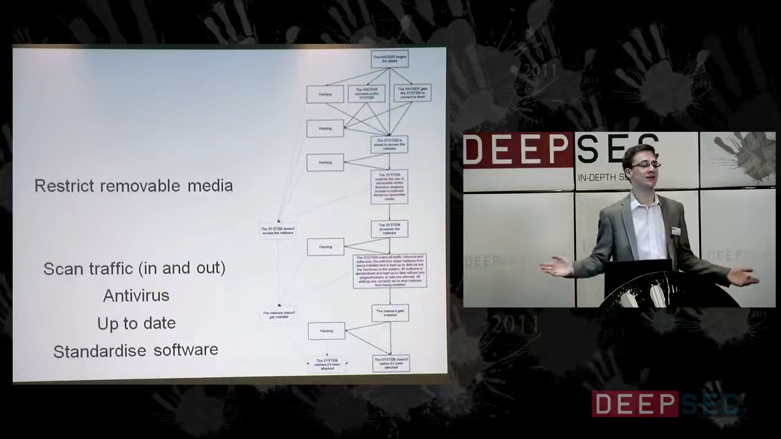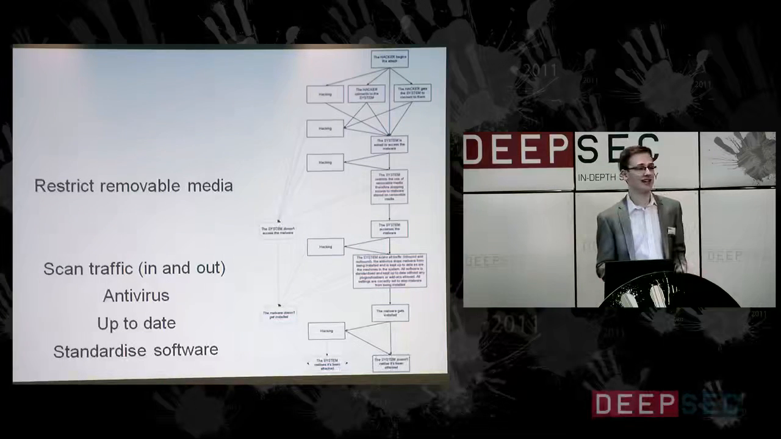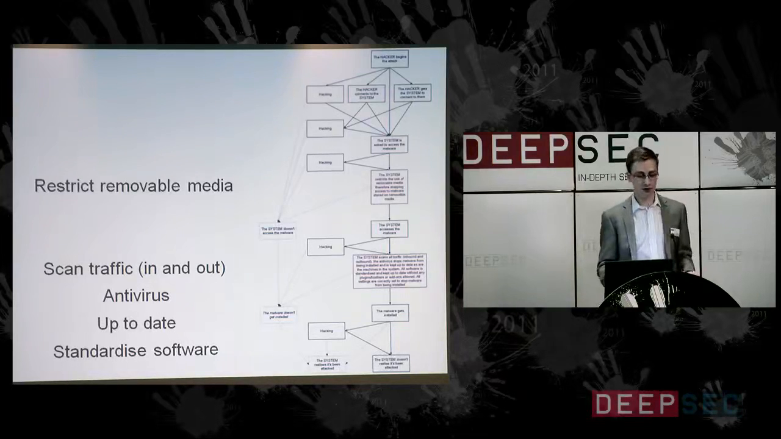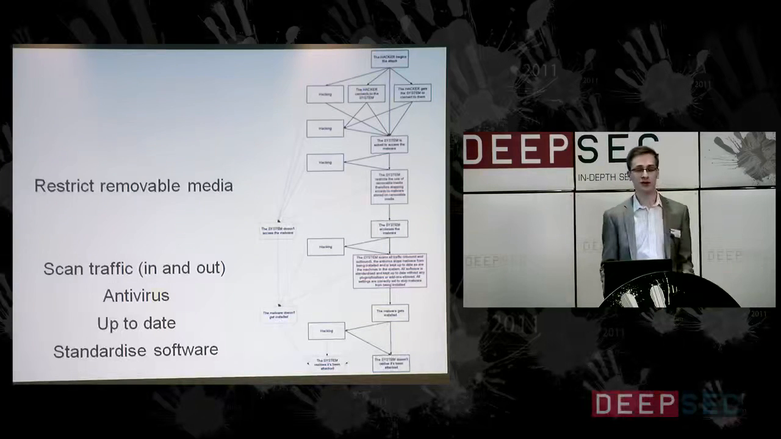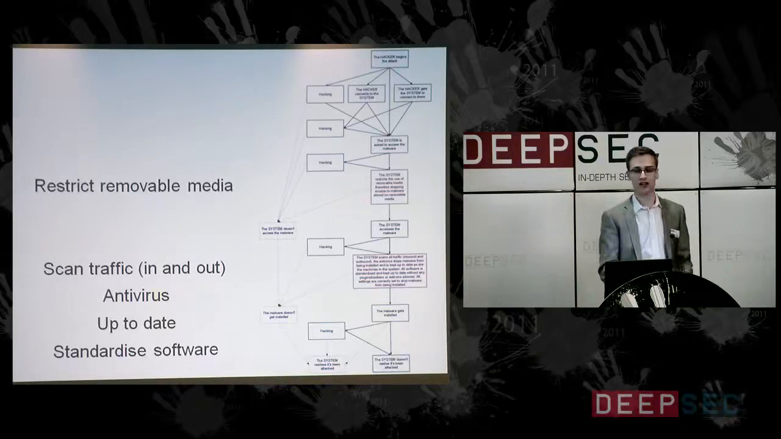Malware. This is easy. We've all been protecting ourselves against malware for donkey's years. You can restrict removable media. I know it's easier said than done, but suddenly a lot of techniques, especially all the ones I was mentioning about USB sticks, don't work if you can't plug them in. You can scan traffic. You can use an antivirus. Keep the antivirus in your computer up to date. And just standardize the software. Don't let your employees do whatever they want. They've got a lot lower risk of being infected with malware.